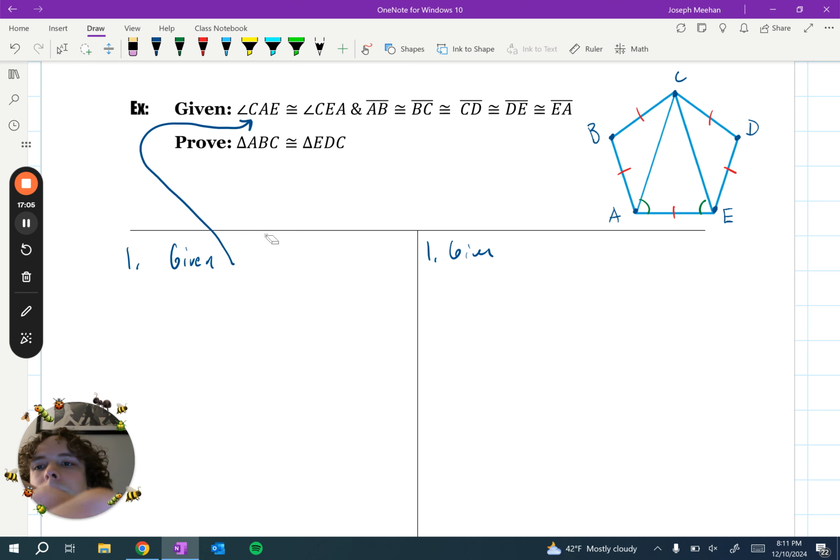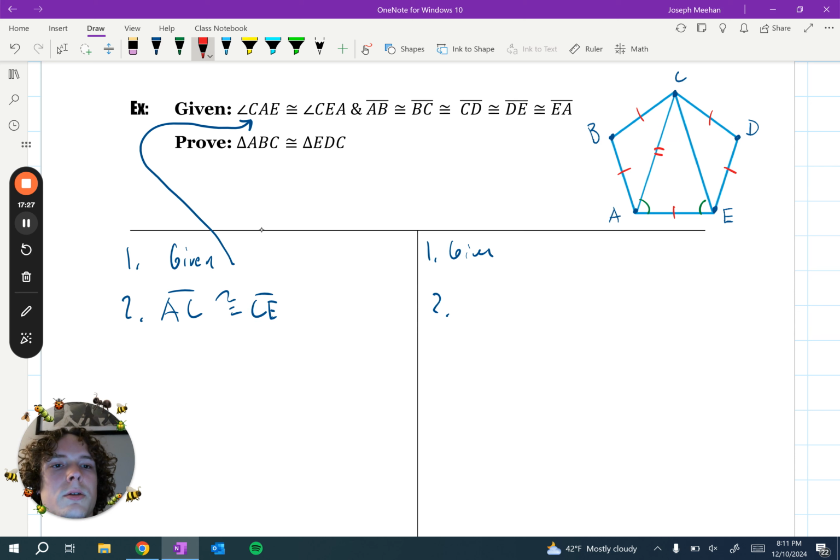We're trying to prove ABC, this triangle, is congruent to triangle EDC, like that, those 2 triangles. So how are we going to do it? Well, let's say in step 2, we notice that since CAE is congruent to angle CEA, can't we say AC is congruent to CE.